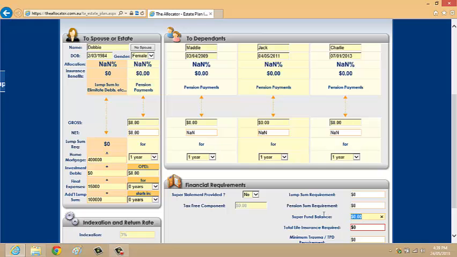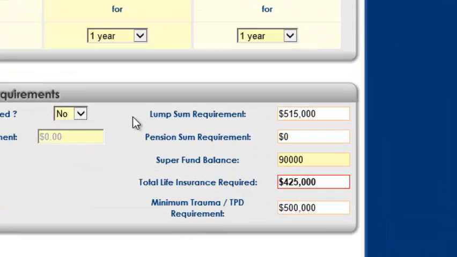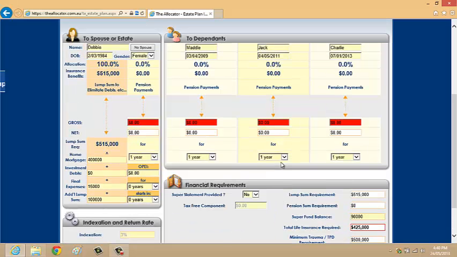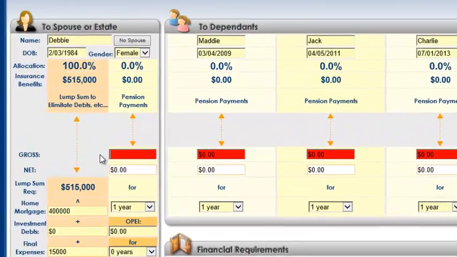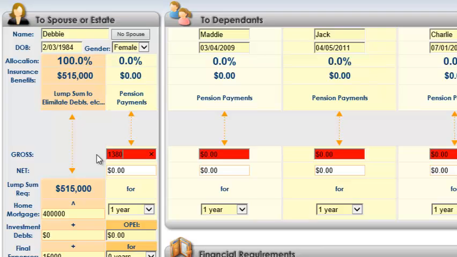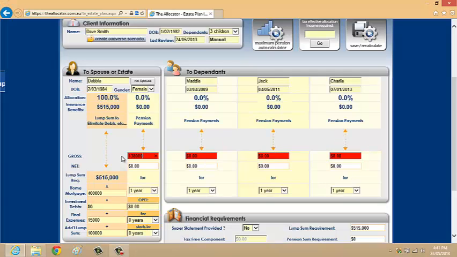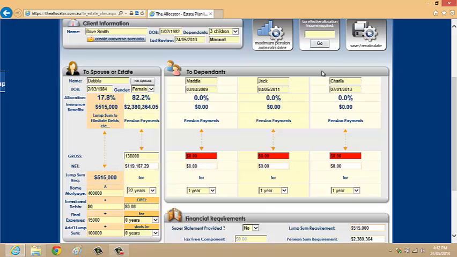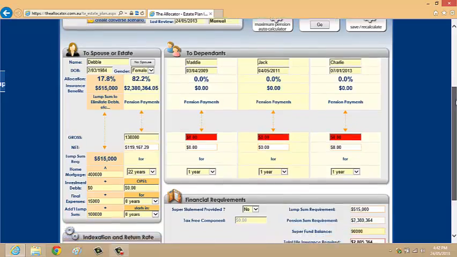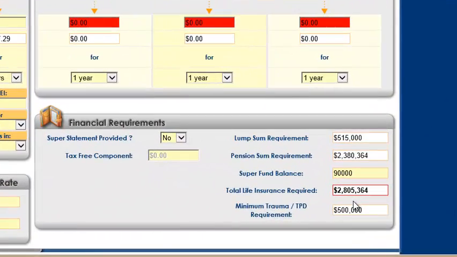And let's assume that Dave has $90,000 sitting in his superannuation. If we simply calculate that, but Debbie also needs an income to continue to come into the family to ensure that she's able to maintain her standard of living. Now let's assume that Dave's earning a reasonable income, say $200,000. Our analysis has determined that as long as Debbie is debt-free, she would still need $138,000 of income to continue to come into the family to ensure that they can maintain their standard of living, and she would like that income to continue until the youngest has finished his education. You'll notice now that the level of insurance required on Dave's life has increased to $2.8 million.